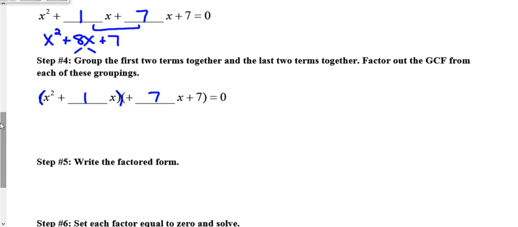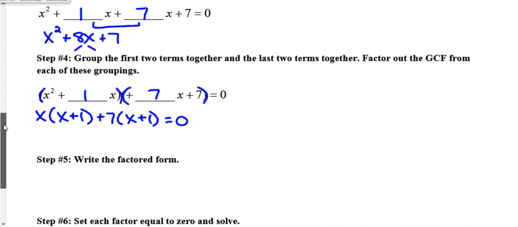x squared and 1x. We're going to look for the greatest common factor. So meaning, what can I divide both of those numbers by? I can divide them both by x. And when I do that, I'm left with x plus 1. And then I'm going to do the same thing for the second set of parentheses. So 7x plus 7, I can divide both of those numbers by 7. That would leave me with x plus 1.